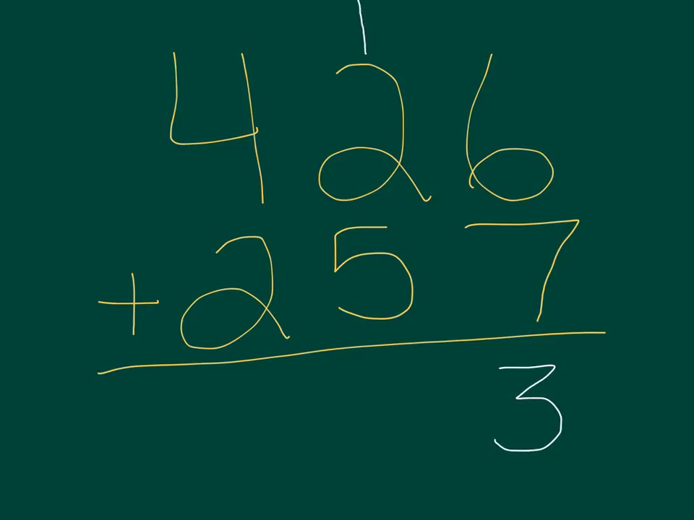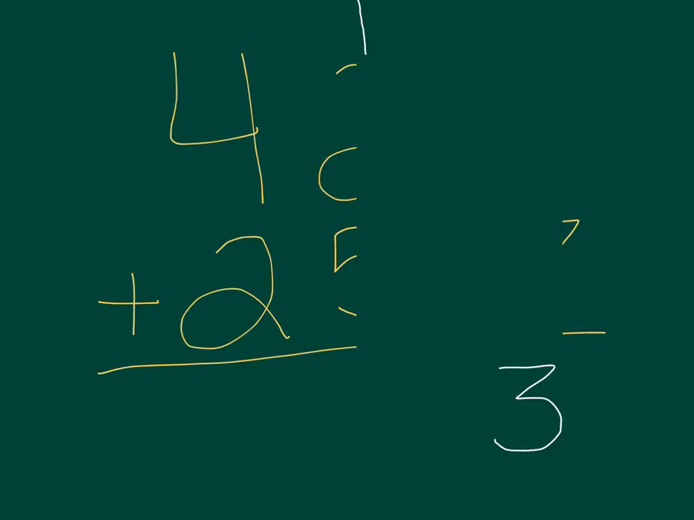I move my 10 rod over to my tens column, and when I add up my tens, 1 plus 2 plus 5, I get an answer of, think about it, 8. And my final column, my hundreds column, 4 plus 2, the answer is, you're right, 6. So 426 plus 257, the answer is 683.